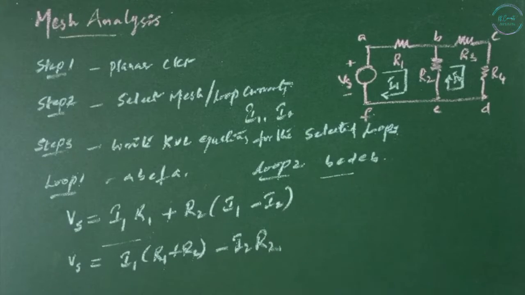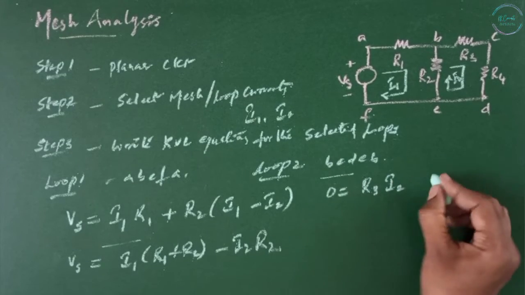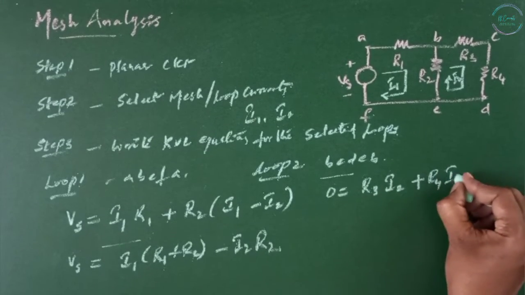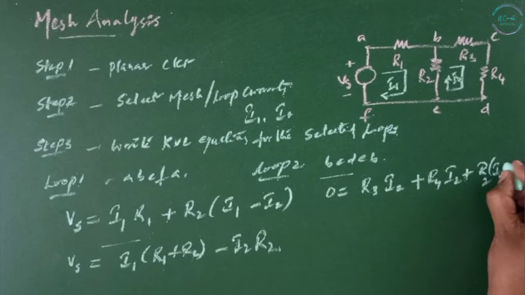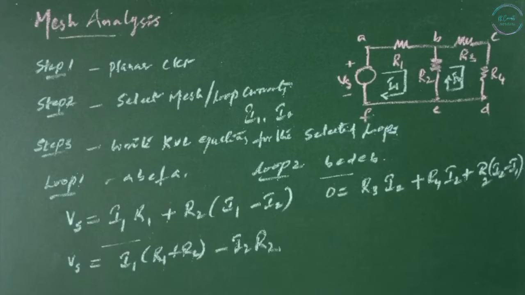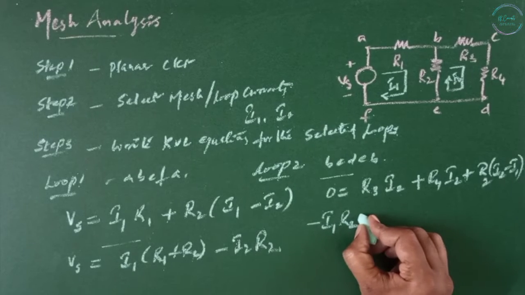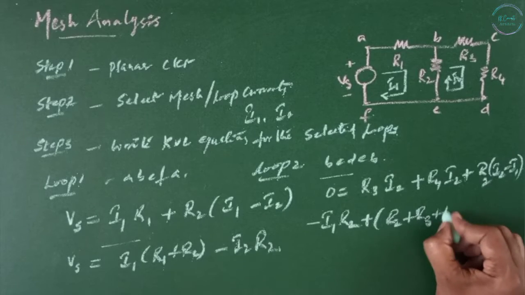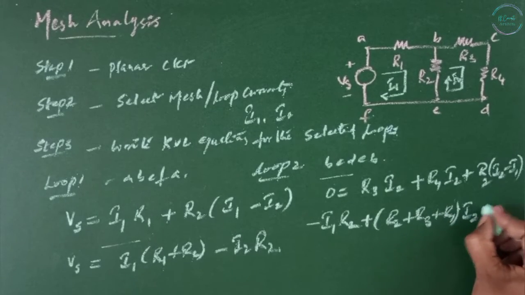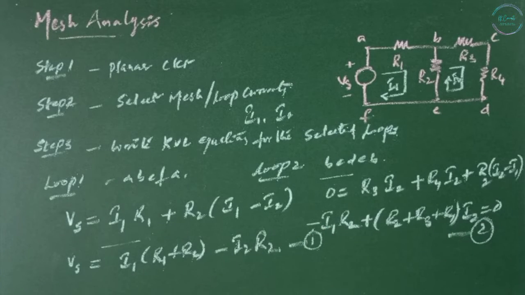Now for loop 2, there is no source, so 0 equals R3 I2 plus R4 I2 plus this R2. Now I2 is positive and I1 is in the opposite direction, so it is negative. If you rearrange this, minus I1 R2 plus (R2 plus R3 plus R4) I2 equals 0. So we got two equations, 1 and 2. By solving these two equations, you can get the values of I1 and I2.